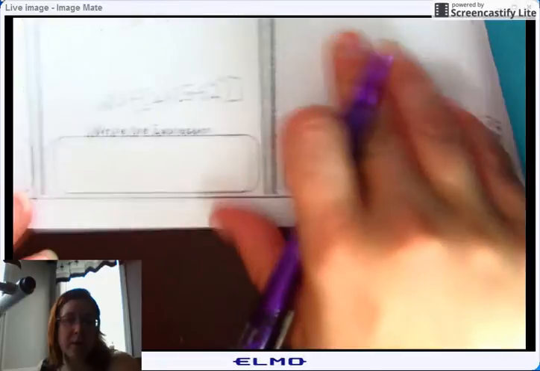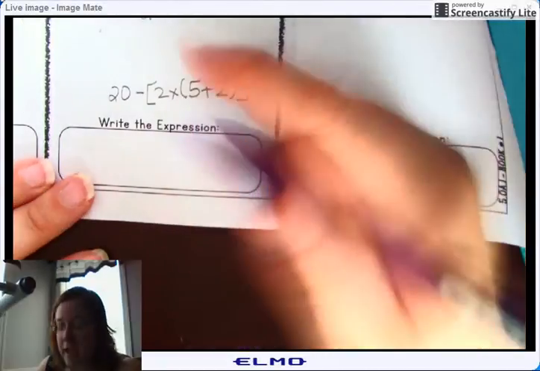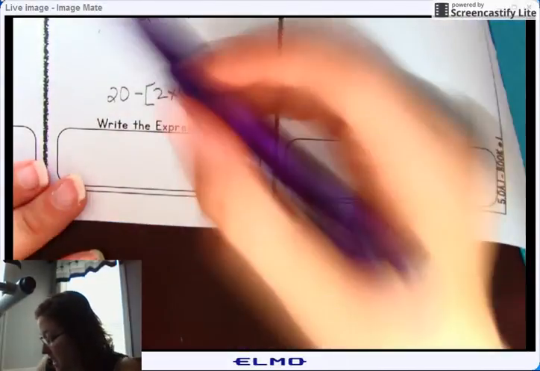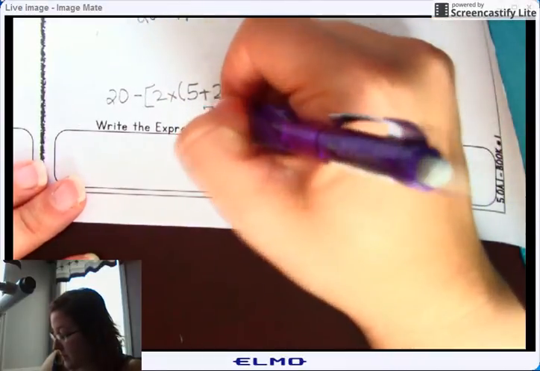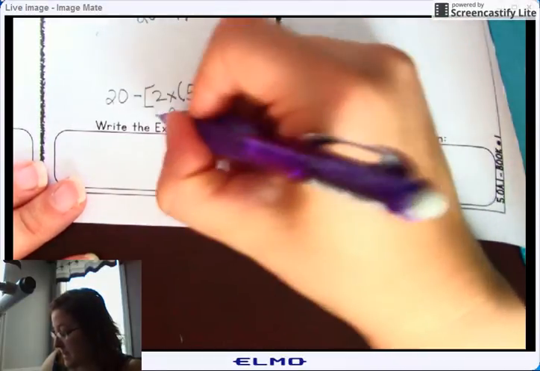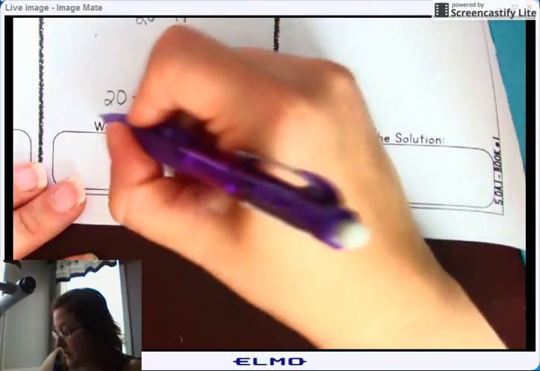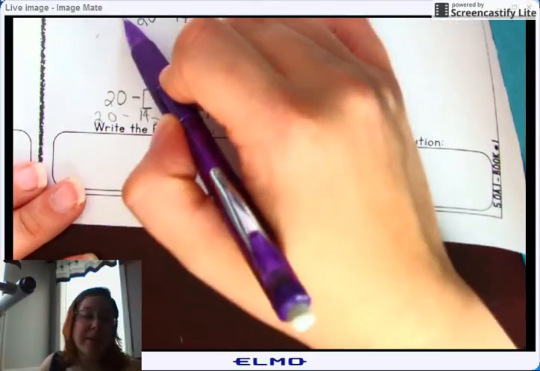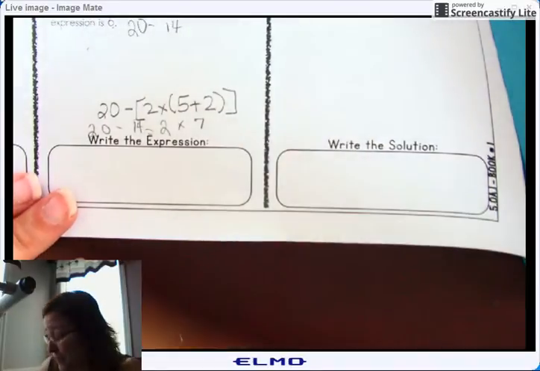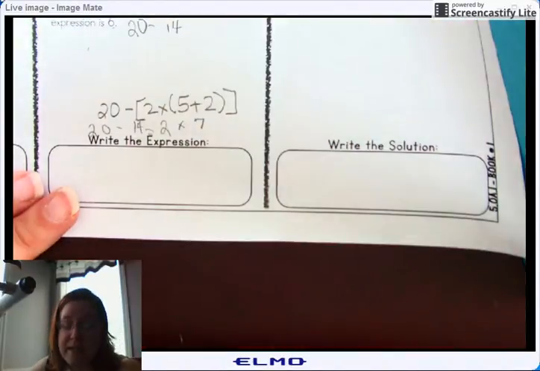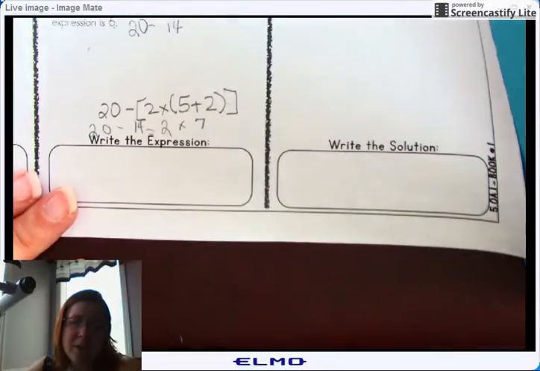You'll notice that when I solved this equation, I actually used parentheses and brackets, because what I took is 5 plus 2, and that got me 7, times that by 2, that gets me 14, and now I've got to subtract 20 from it, which would get me 6. So in the expression here, I needed parentheses and brackets, but if you had parentheses and another set of parentheses, I can live with that for right now until we get used to the brackets.